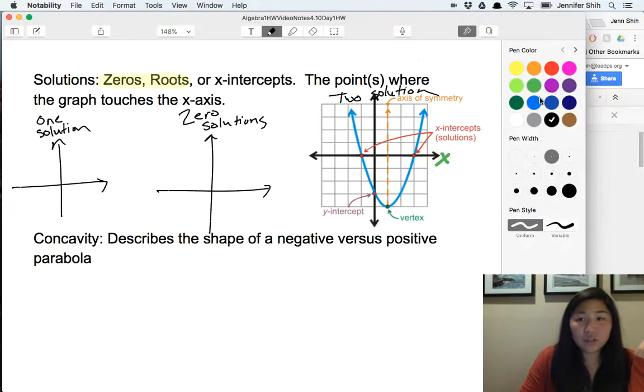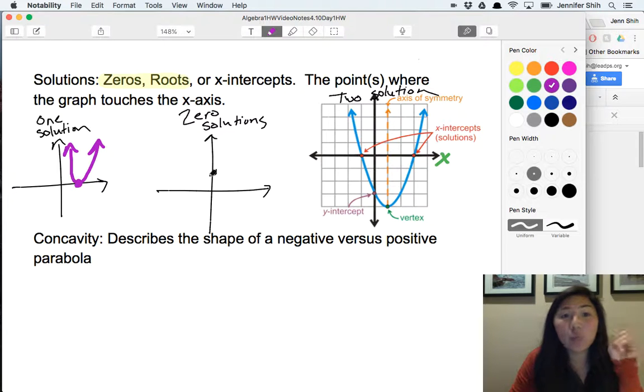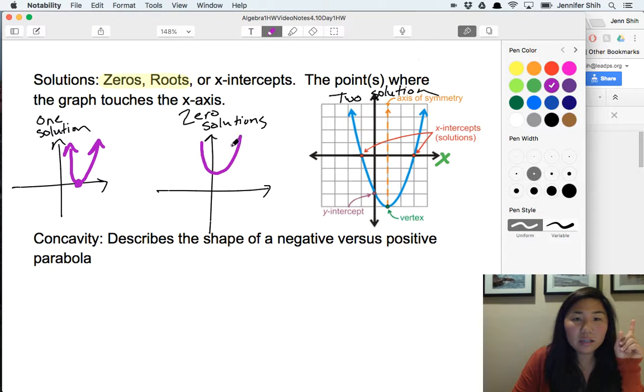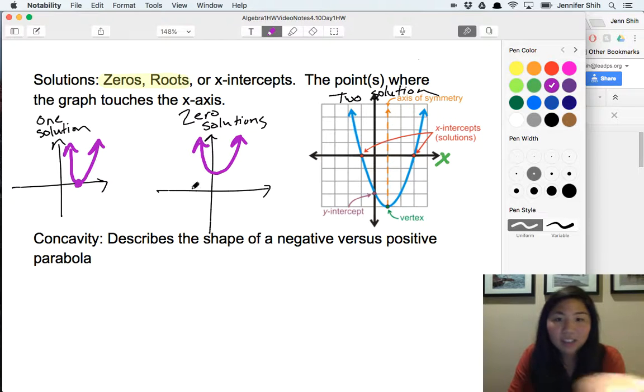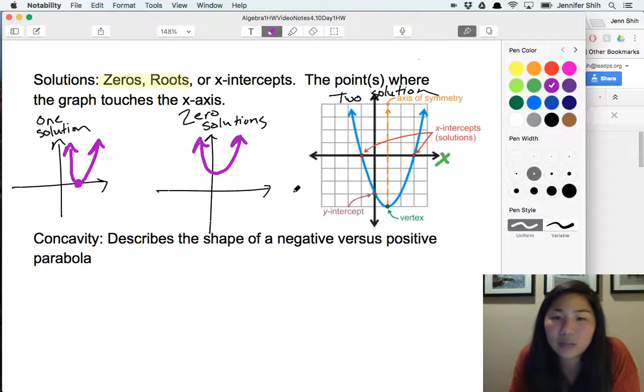So if there's 1 solution, maybe it looks like this. It touches the graph exactly once. That is possible. It is possible that a quadratic equation has only 1 solution. It is also possible that a quadratic equation doesn't have any solutions. Because look, it doesn't touch the x-axis at all. It touches it 0 times. And then most commonly, the graph touches the x-axis twice. And that's right here and here.